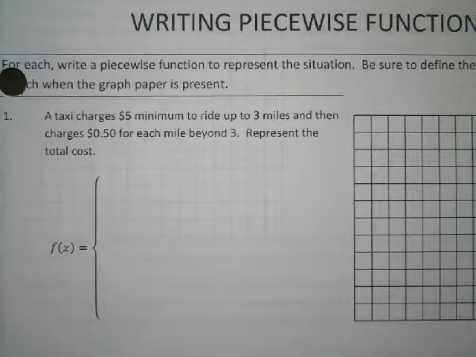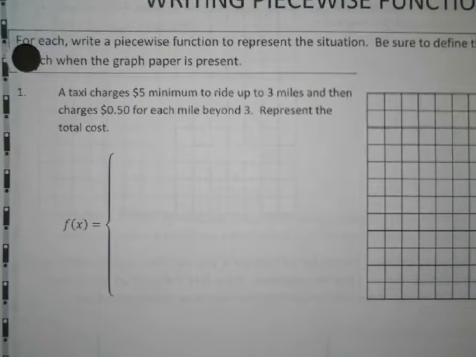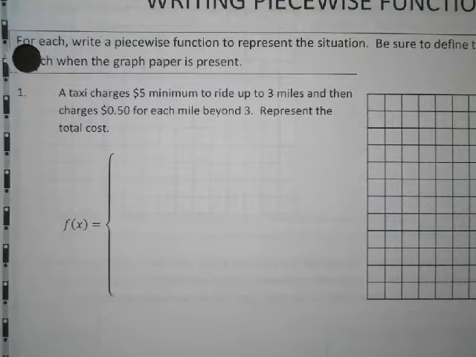All right. So if we read this problem, it says a taxi charges $5 minimum to ride up to 3 miles. So if we're going to write that as a piecewise function, if you get in the taxi and you ride 5 feet and then you get out of the taxi, how much money did you pay? $5. You can't pay any less than $5.